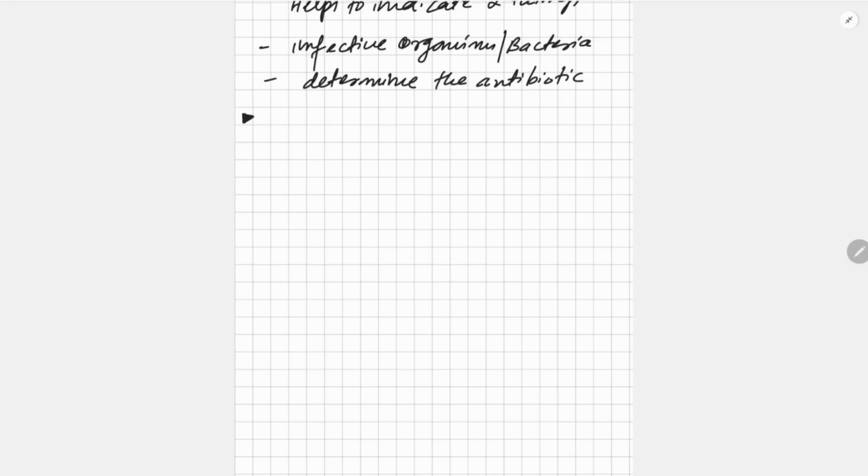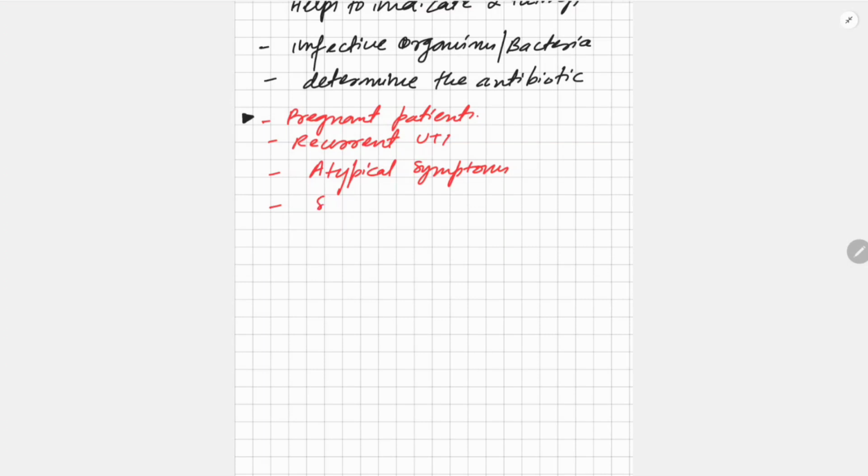We don't send midstream urine sample in all patients, but it is particularly needed in pregnant patients, recurrent UTI, those who are having recurrent UTI, we can do microscopy, culture and sensitivity, and those who are having atypical symptoms. And the last one, whose symptoms do not improve by antibiotics.